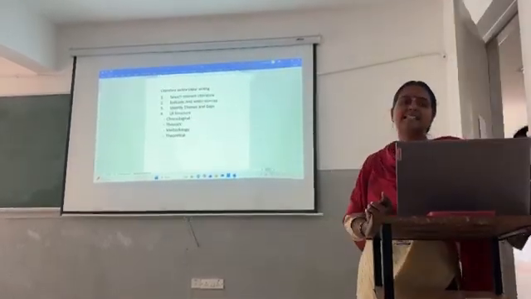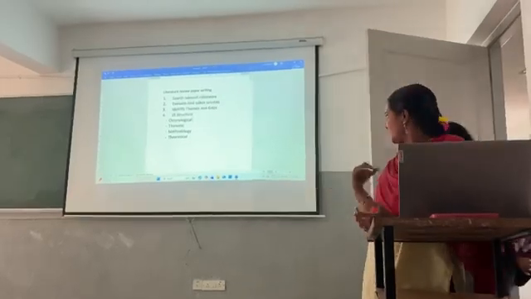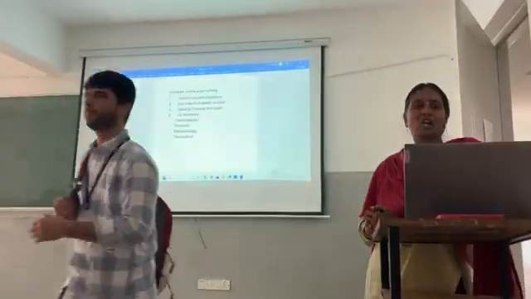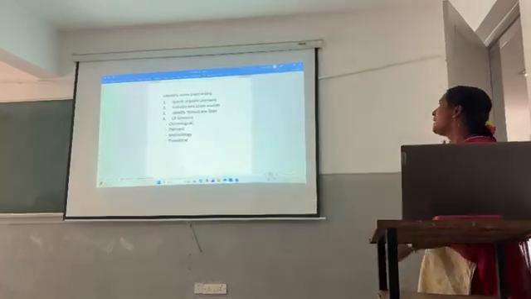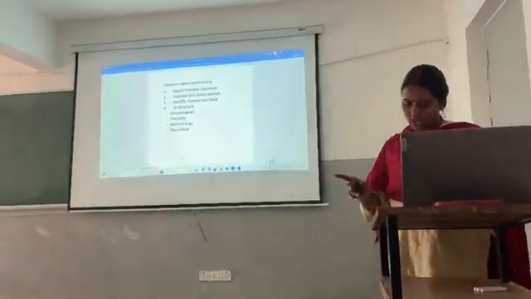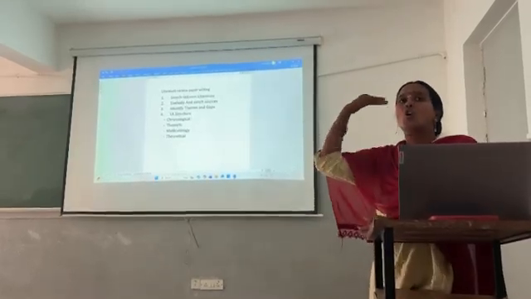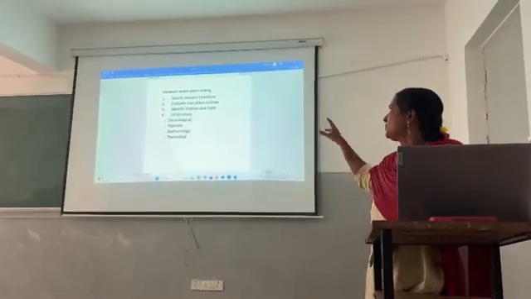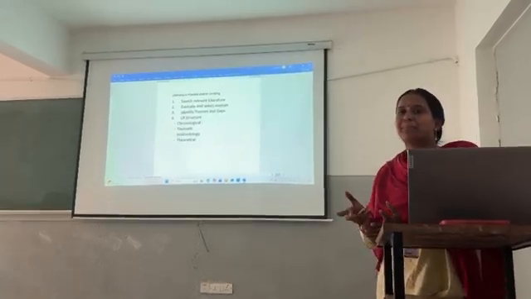The last one is literature structure. How to structure a literature review: chronological, thematic, methodological and theoretical. These are the methods used to structure the literature review. What does chronological mean? It should go from older papers to newer methods. You should write the paper in chronological order.